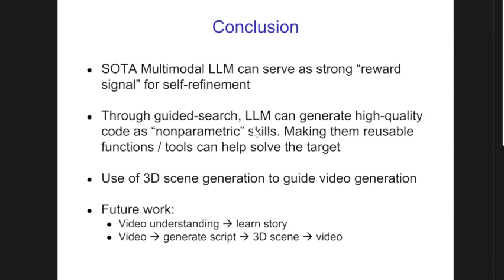And you can use the LLM to generate code with non-parametric skills. And you can then use different tools and functions to help solve the target. So you can access this library of objects. You can access this library of spatial skills to further improve the performance. We can really see here that it's not just the LLM by itself, but you really have all these calls to different functions which can really improve the performance. And then you can use this 3D scene generation to guide video generation. So this is something which is nice.